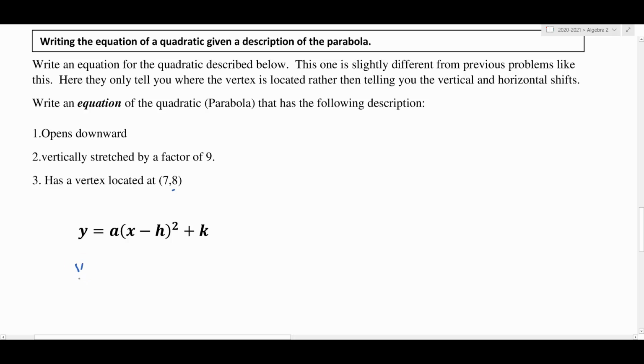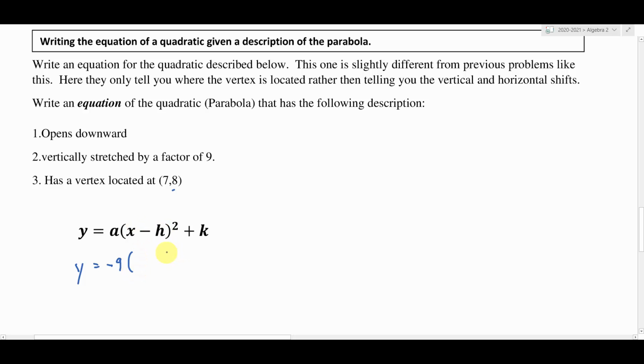And I'm going to start writing my equation and using the clues that they give me here to fill in A, H, and K. So the first thing they tell me is that it opens downwards. If a parabola opens downwards, it has been reflected over the x-axis, so we will need a negative sign. It says that it has been vertically stretched by a factor of 9. So that means the a value will be 9. That's the number in front of the parentheses.